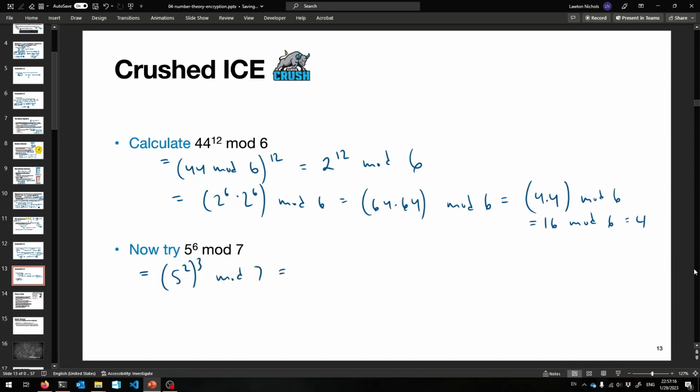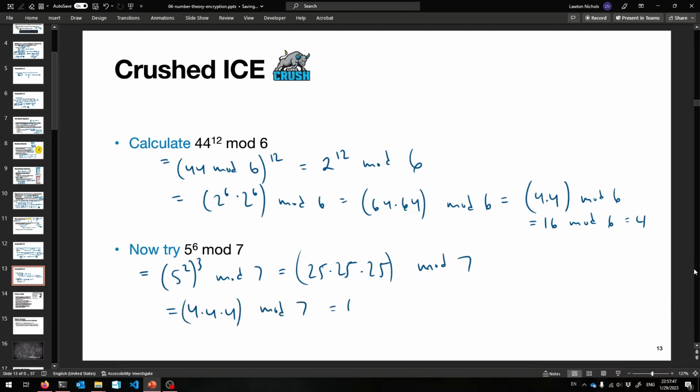What is 5 squared? That's equal to 25. And then we just take that cubed, right? So it's 25 times 25 times 25, again mod 7. So that's what we're working in. We're working in Z7, right? And what is 25 mod 7 now? Because I can take it mod 7 before I multiply. 7, 14, 21, and then you got 4 left over. So 4 times 4 times 4, again mod 7.